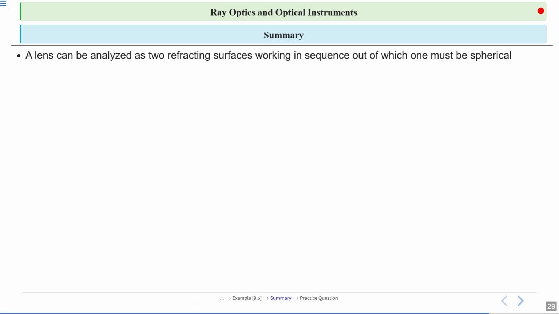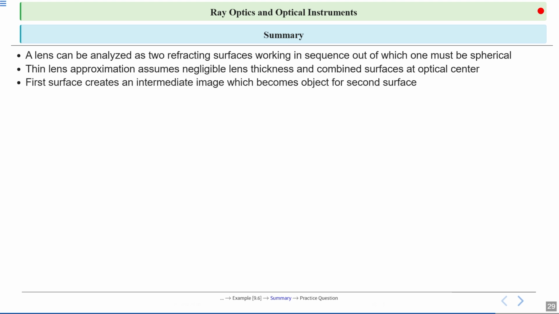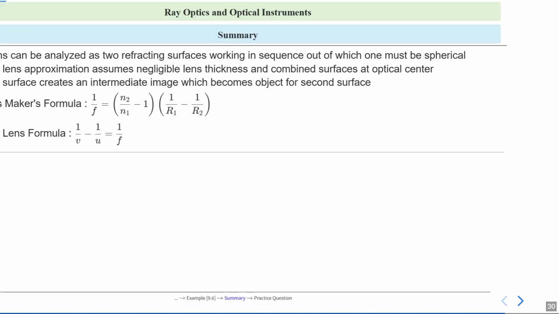So let's have a quick recap. A lens can be analyzed as two refracting surfaces working in sequence, out of which one must be spherical. Thin lens approximation assumes negligible lens thickness and combined surface at optical center. The first surface creates an intermediate image which becomes the object for the second surface. Lens maker's formula: 1/f = (n2/n1 - 1)(1/r1 - 1/r2). Thin lens formula: 1/v - 1/u = 1/f.